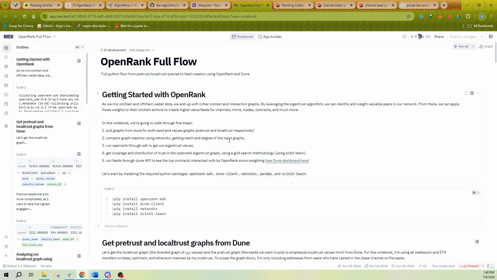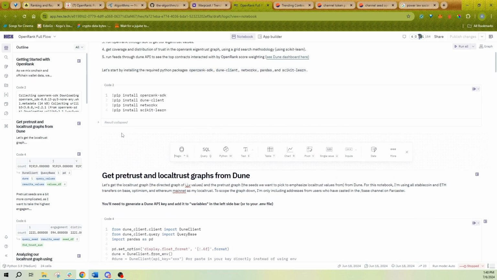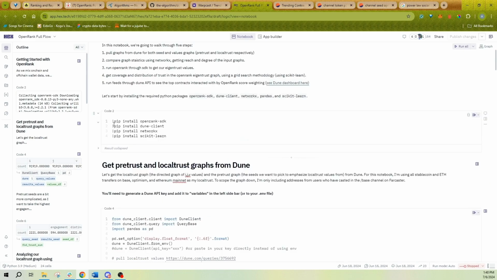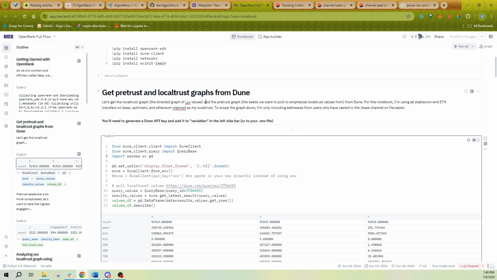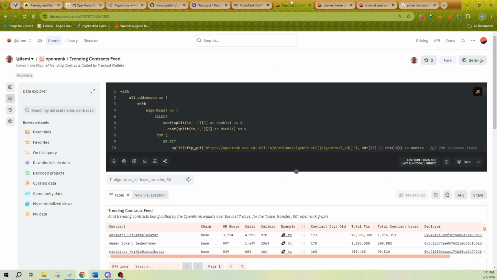So diving into the Python notebook, if you don't know what a Python notebook is, it's essentially you can run a Python script in segments and add this nice text in between segments instead of it being just a one-off script. So I'm importing a few packages here: the OpenRank SDK, the Dune SDK, NetworkX, which I already covered with these algorithms, and scikit-learn, which we're actually not going to really talk about in today's section. But here I'm getting pre-trust and local trust graphs from Dune. In this case, I am just literally pulling the query. I think this is local trust, right?